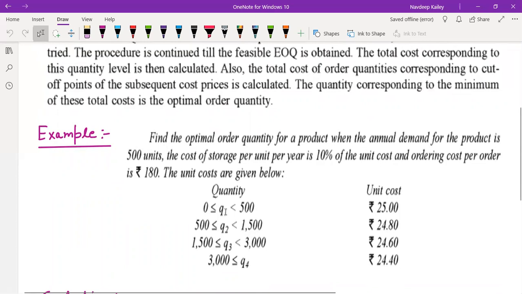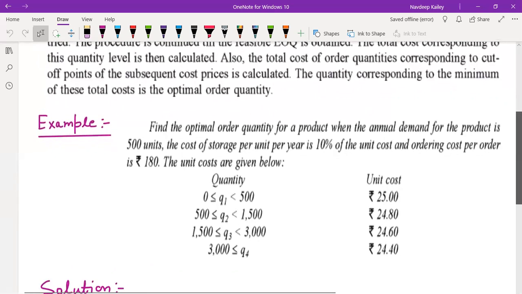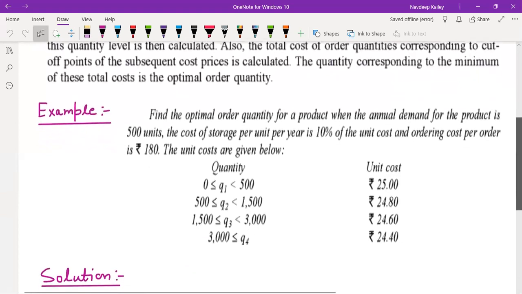If the order quantity lies between 0 to 500, then unit cost is 25 rupees. If it lies between 500 to 1500, then unit cost is rupees 24.8. And if it lies between 1500 to 3000, then the unit cost is rupees 24.6. And if it is greater than or equal to 3000, then unit cost is rupees 24.4. Now we have to decide the optimal order quantity in this question.